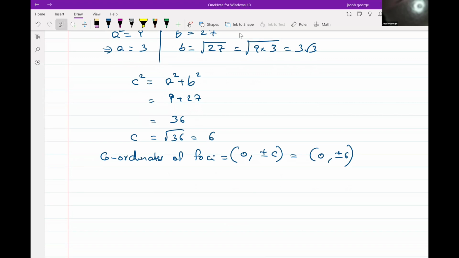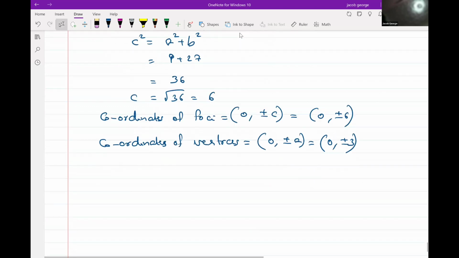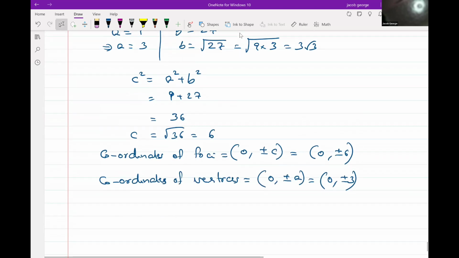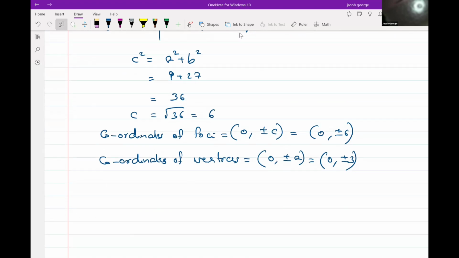Next, coordinates of vertices. Coordinates of vertices are 0 plus or minus a. That is 0 plus or minus 3. Coordinates of vertices, 0 plus or minus 3.